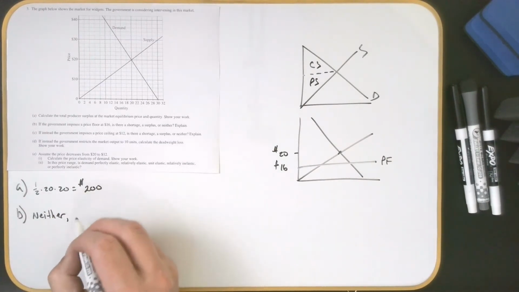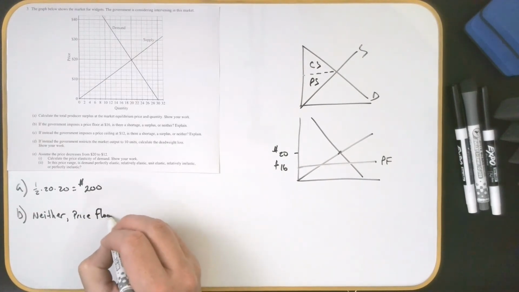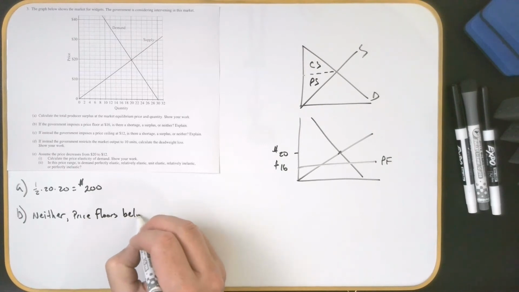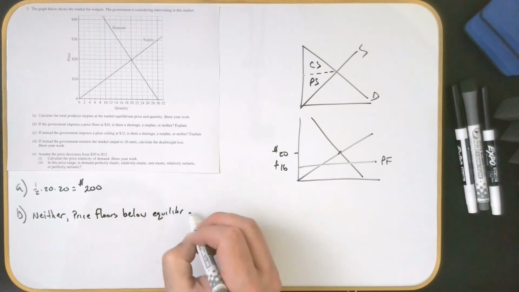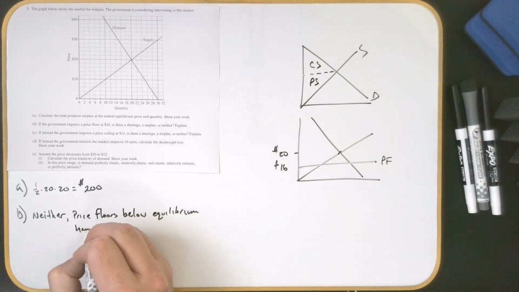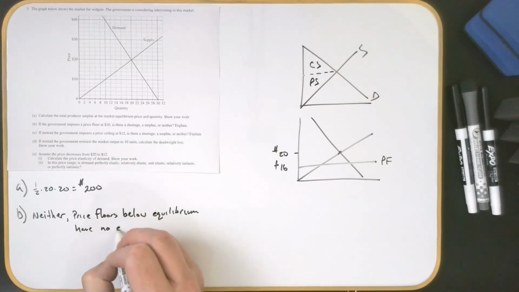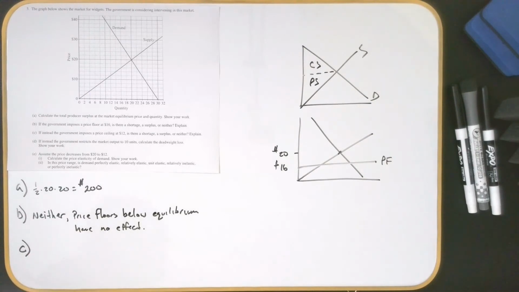And then explaining, you can just say price floors below equilibrium have no effect. Put that here. Have no effect. Okay? And then we'll look at C.